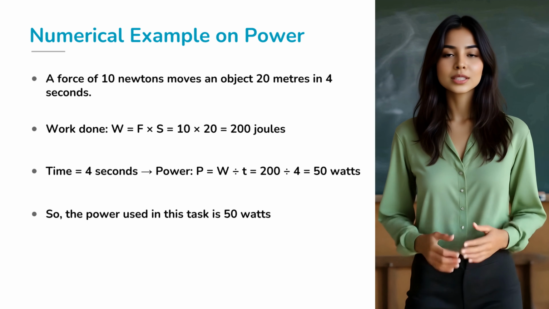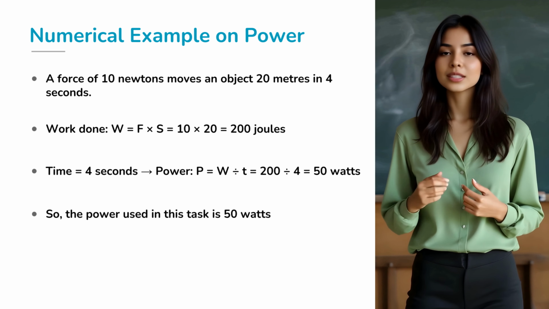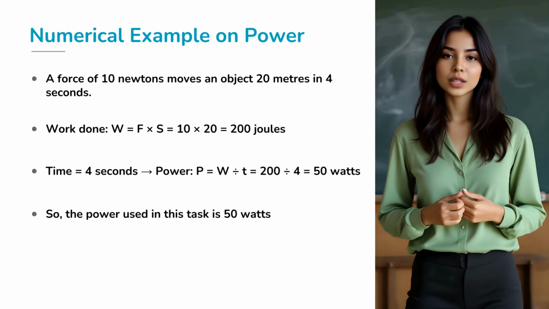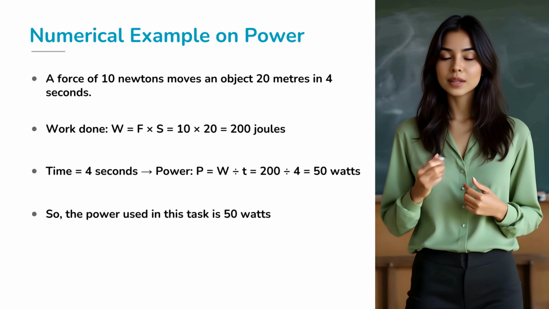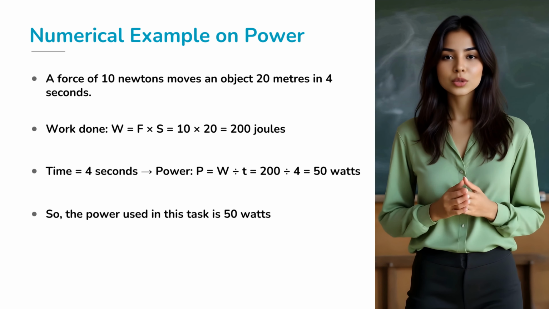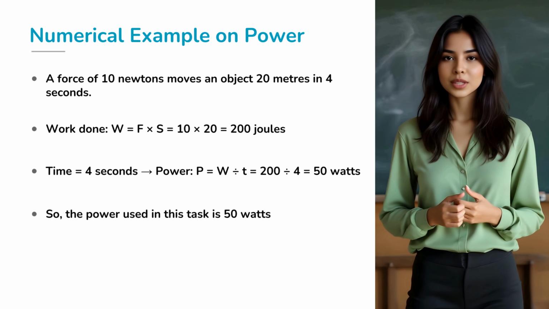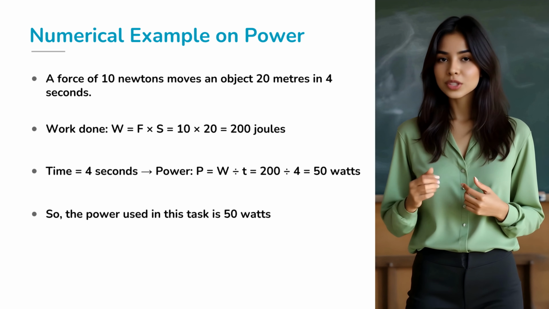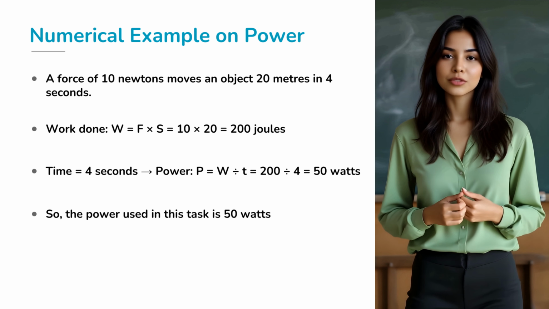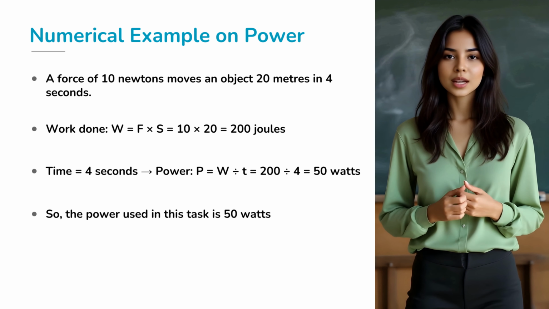Let's solve a numerical example. A force of 10 newtons moves an object through 20 meters in 4 seconds. Let's calculate the power. Step 1. Work done, W, equals force multiplied by distance. So W equals 10 newtons multiplied by 20 meters equals 200 joules. Step 2. Power equals work divided by time. So P equals 200 joules divided by 4 seconds equals 50 watts. Final answer, the power used is 50 watts. This means that energy is being transferred at a rate of 50 joules every second.